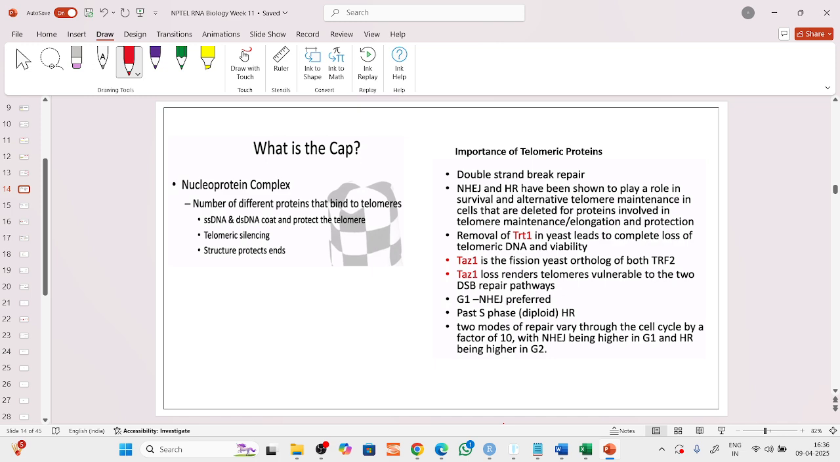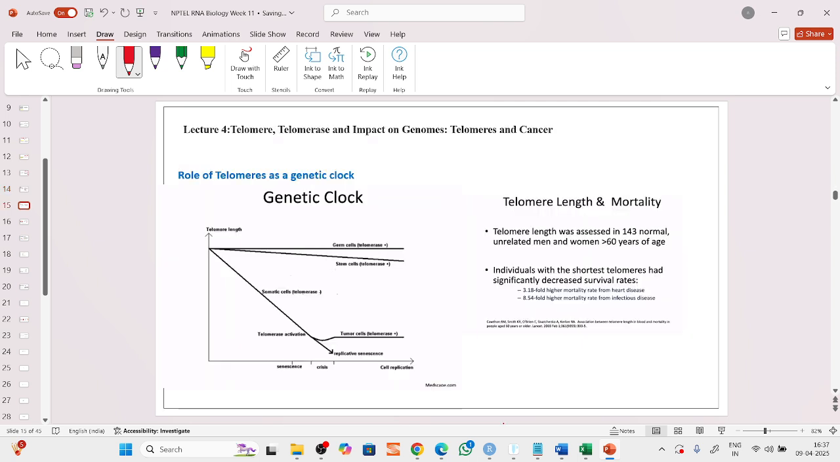So, what is the importance of telomeric proteins? It helps in double-stranded break repair. Non-homologous end joining and homologous recombination have been shown to play a role in survival and alternative telomere maintenance in cells that are deficient for proteins involved in telomeric maintenance, elongation, and protection. So these are all the points. Then nucleoprotein complex: a number of different proteins bind to the telomeres, and you can just read this out. So I'm just marking it read.